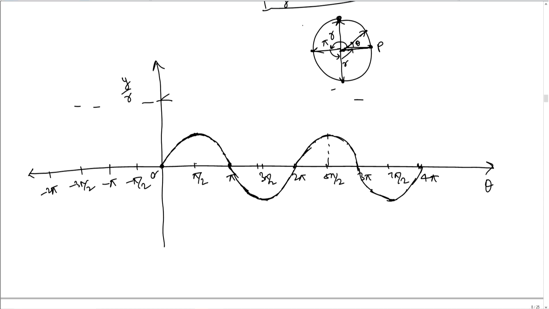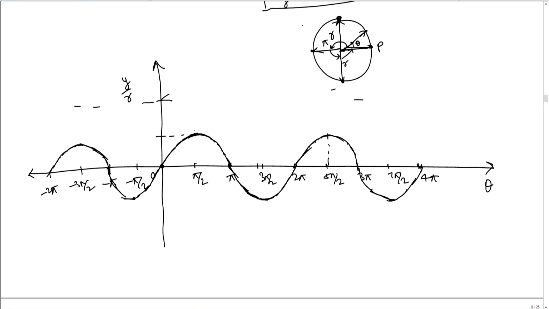Similarly, in this direction, it becomes negative at minus pi by 2, becomes 0 at minus pi, becomes positive 1 at minus 3 pi by 2, and so on. Okay.